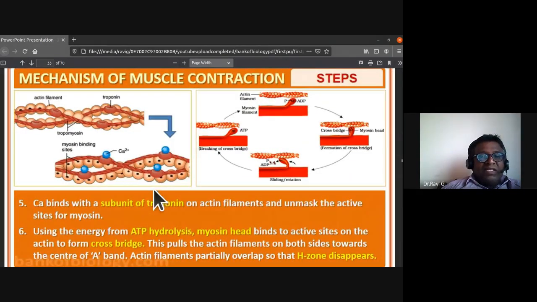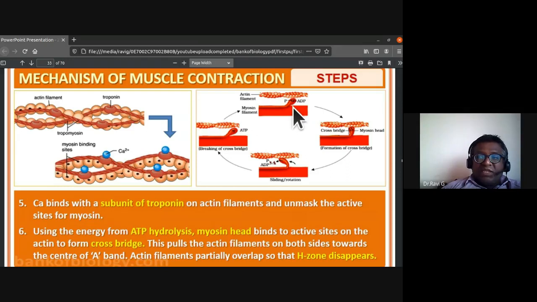The calcium ion binds with a subunit of troponin. There is tropomyosin and troponin. The calcium binds with the subunit of troponin and unmasks the active site for myosin. Here is the actin filament, and the calcium ion is unmasking the active site for myosin on this subunit of troponin.